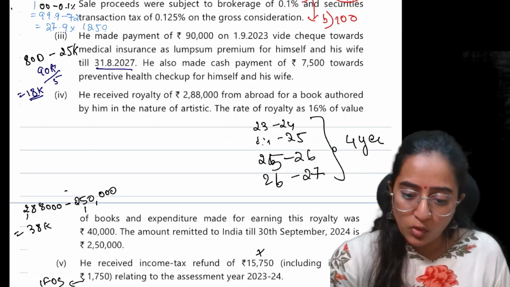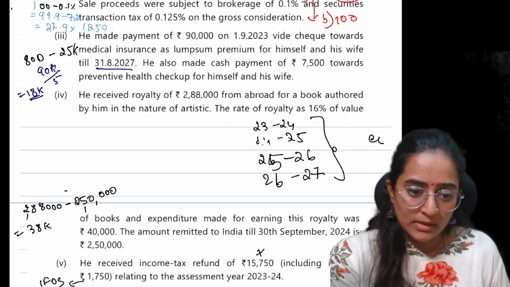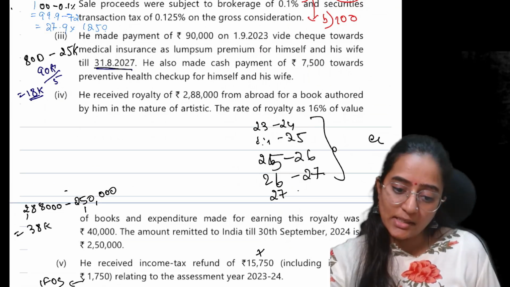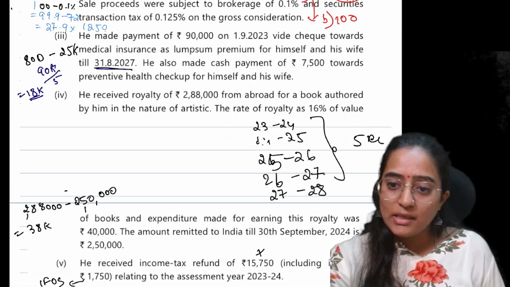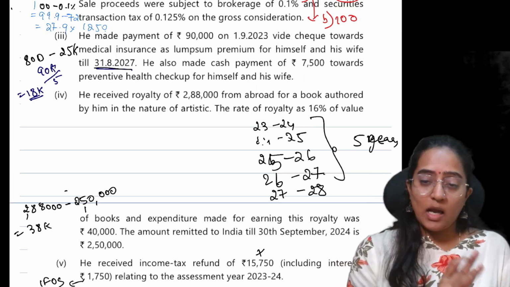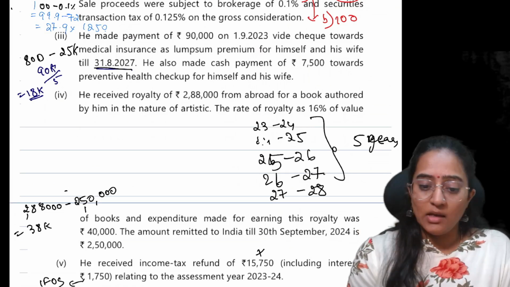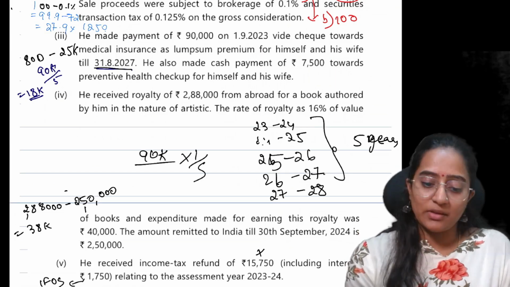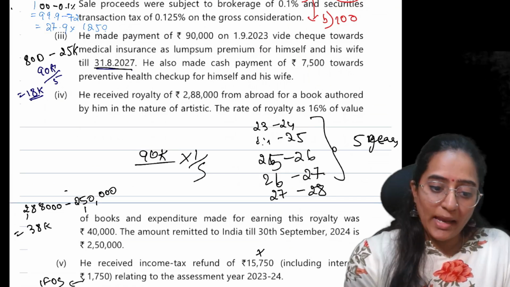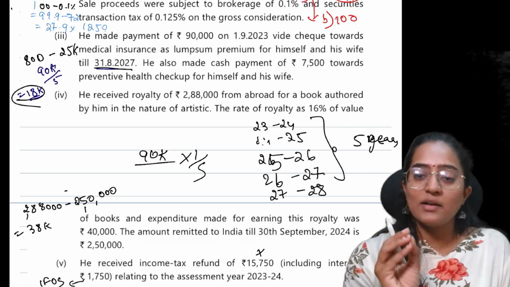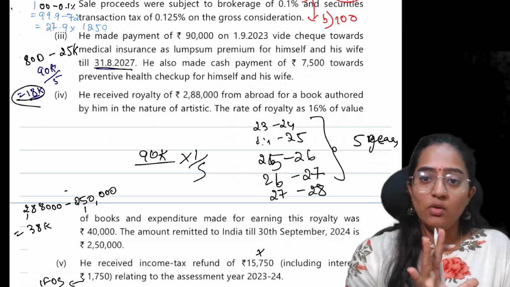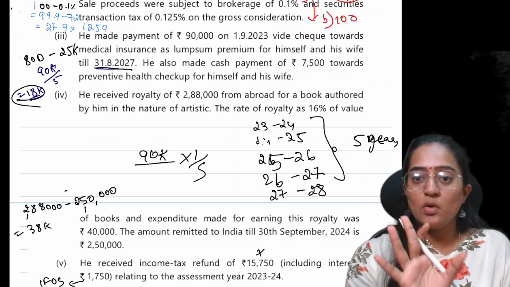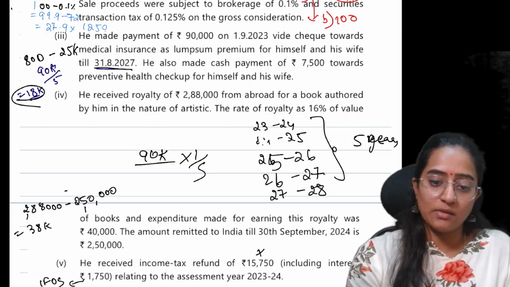And sorry, people, not for 4 years. He has taken for 5 years. That is, if you can observe over here, he has taken till 30th September 2027, which is considering 27-28 also. So for how many years has he taken the premium? For 5 years. So this 90,000 rupees should be divided by 5. That is 1 year out of 5. So 18,000 rupees is the deduction which is available under section 80D for himself and his family as a whole. 18,000 is the deduction which is available every year. This is available only for normal provisions, not for 115BAC. Very well, fine.